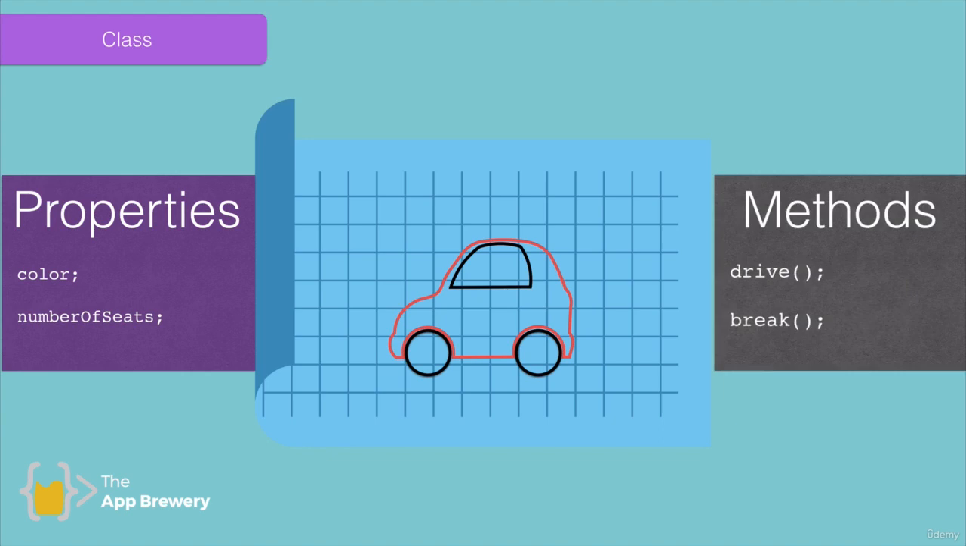Now, the other important part of a class that we need to define are its methods. So the things that it can do, the actions that the object that will eventually get created will be able to perform. In the case of our car object, that might be to drive or to brake or to turn around. And these methods are actions that the object will be able to do that we're going to define in the blueprint even before the object gets built.